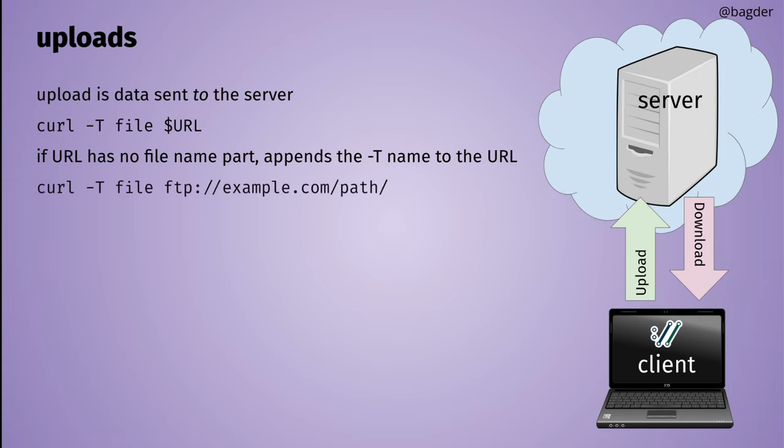I'll show you like this. If you want to upload the local file called file to this URL, as you can see, it ends with a slash. There's no file name part in this URL. Curl will then put the file name at the rightmost part of the URL, so it'll be called file on the remote side as well. Or you can decide to put it there yourself. You could, for example, upload it to a different name. And if you want to do it HTTP-wise, I'm going to get back to that, because we have just gotten started and there's a lot to say about HTTP.